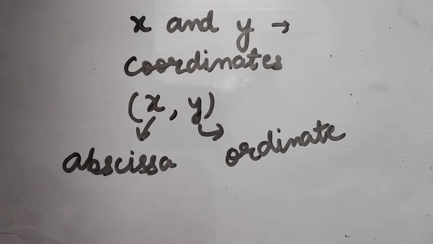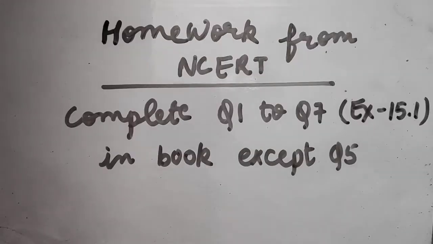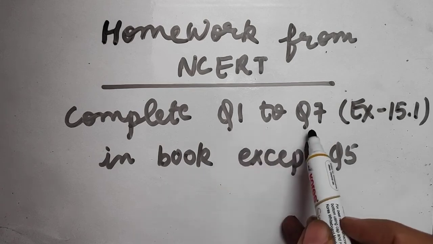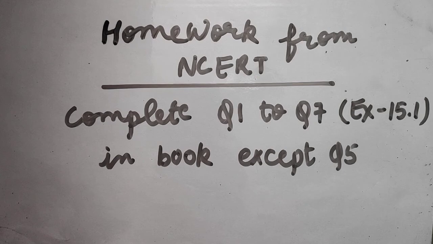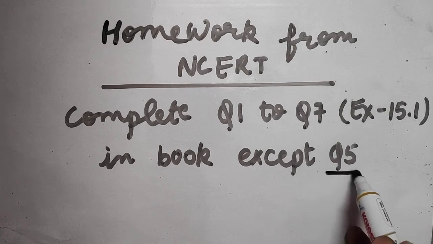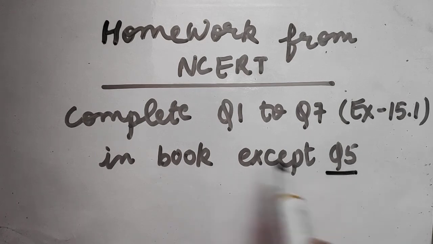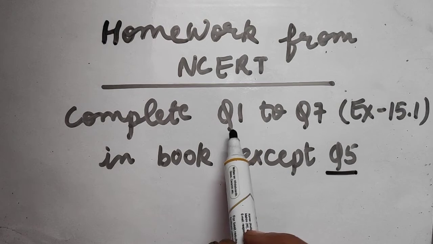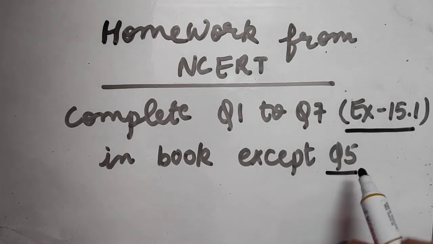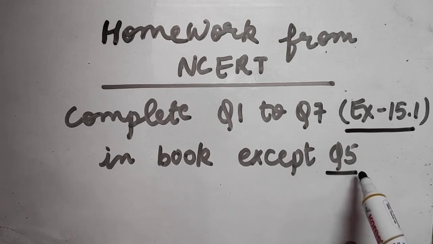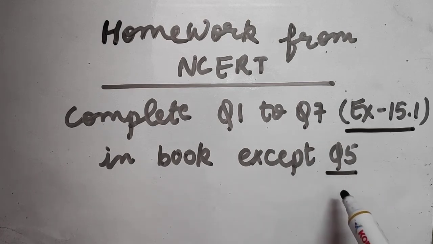So it's time for the homework now. You are supposed to complete question number 1 to question number 7 of exercise 15.1 in the book only. No need to do these questions in the notebook. And question number 5 is to be done in the notebook. So all the questions of this exercise 15.1 except question number 5 are to be done in the book, and question number 5 is to be done in the notebook.